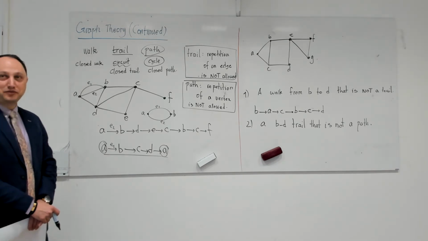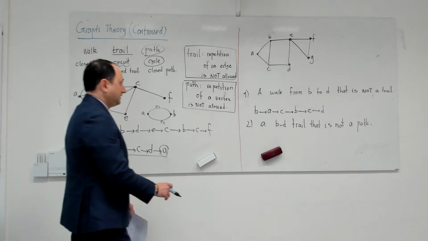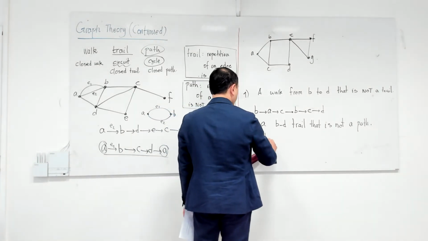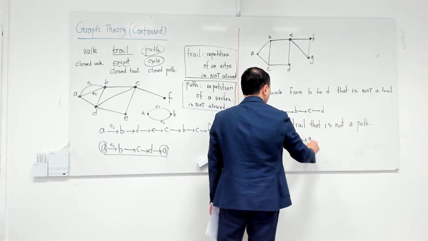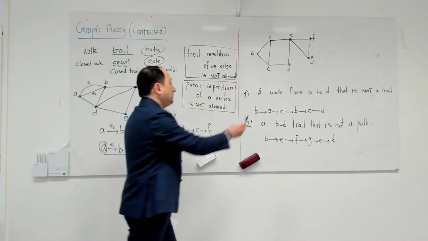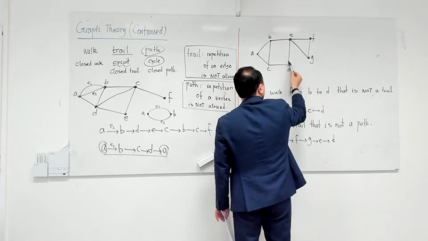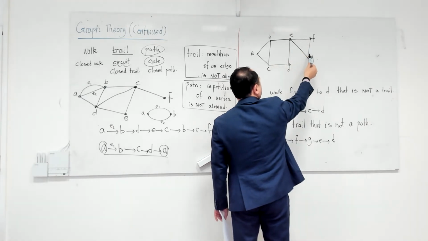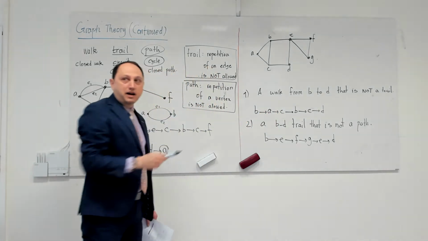Yes, Alex, this time. B to E, yes. E to F, yes. F to G, G to E, and E to D. Which vertex is repeated? E. So B to E, E to F, F to G, G to E, E to D. So everyone agrees, yes? So you see, no edge is repeated, but this vertex is repeated. So even though this is a trail, it's not a path. Yes?